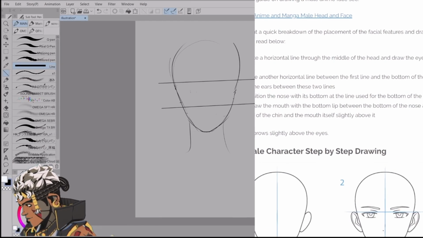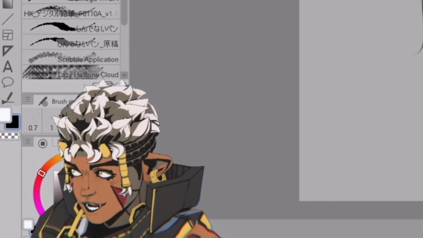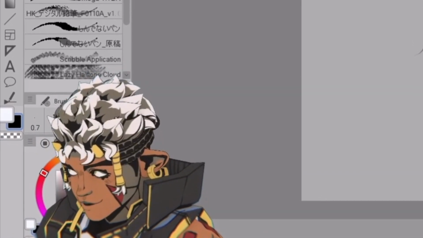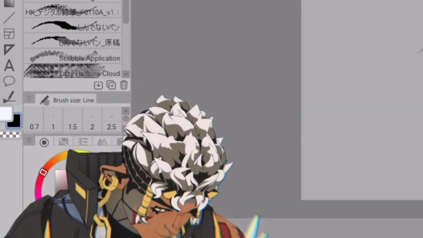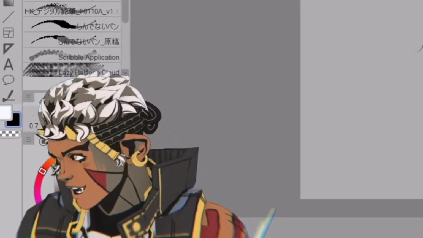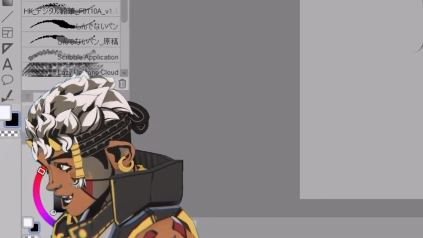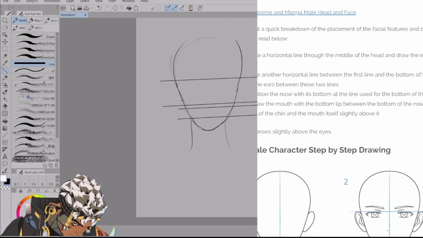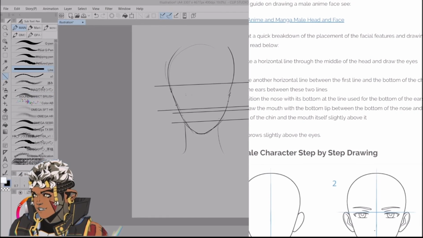Position the nose with its bottom at the line used for the bottom of the ears. What? This? Bro, am I dumb or something? Draw the mouth with the bottom lip between the bottom of the nose and the bottom of the chin. So here. Okay. Yeah, I think we did it.